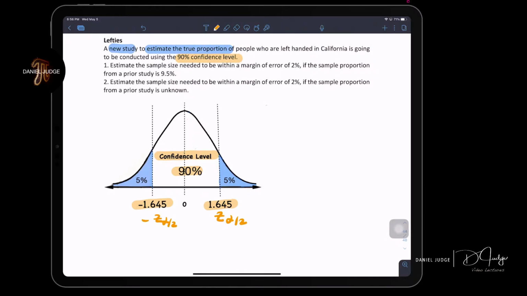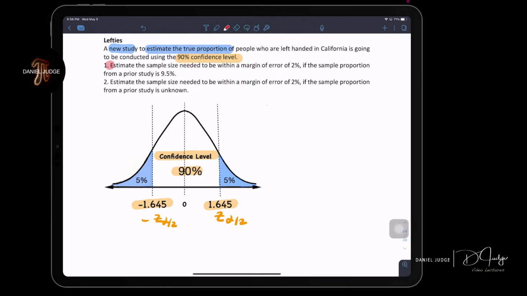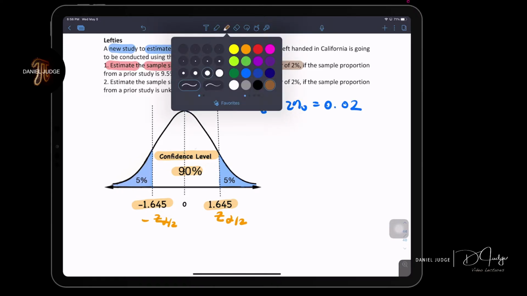So they're going to now tell me, here's my question here. So that's important detailed information. You're going to want to estimate the sample size needed, that's n, to be within a margin of error of plus or minus 2%. So I'm going to write this down here. The margin of error is plus or minus 2%. They just say 2%, and 2% as a decimal is 0.02. So here's your margin of error.